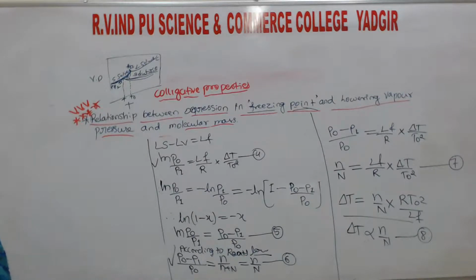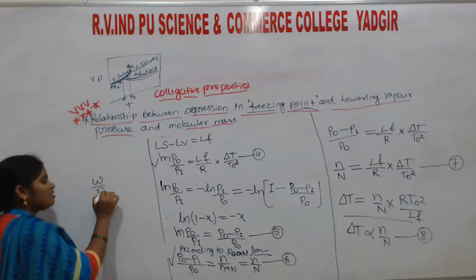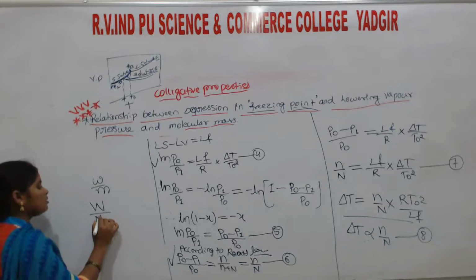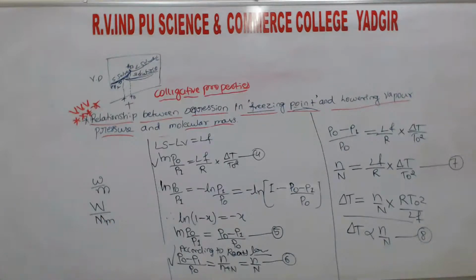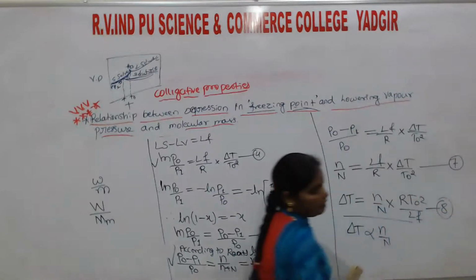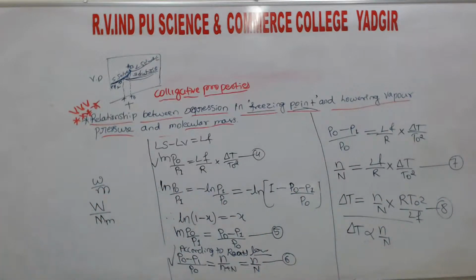Here it is w gram of solute of molar mass m, dissolved in W gram of a solvent of molar mass M. And then the equation number 8, I will write this one, equation number 8.